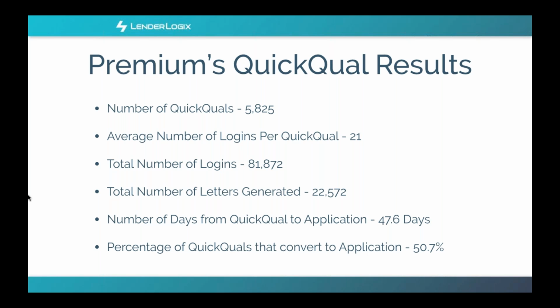Usually it's somewhere in that range as far as logins, and also the number of days from quick qual to application, 47. So what are we doing for those 47 days? That's allowing that borrower to stay in our ecosystem. And also, as Mike touched on before, 50% of all the quick quals issued in his shop have turned into an application. That's a pretty impressive conversion rate, and it's much higher than when we see loan officers issuing pre-qualifications using the traditional method.